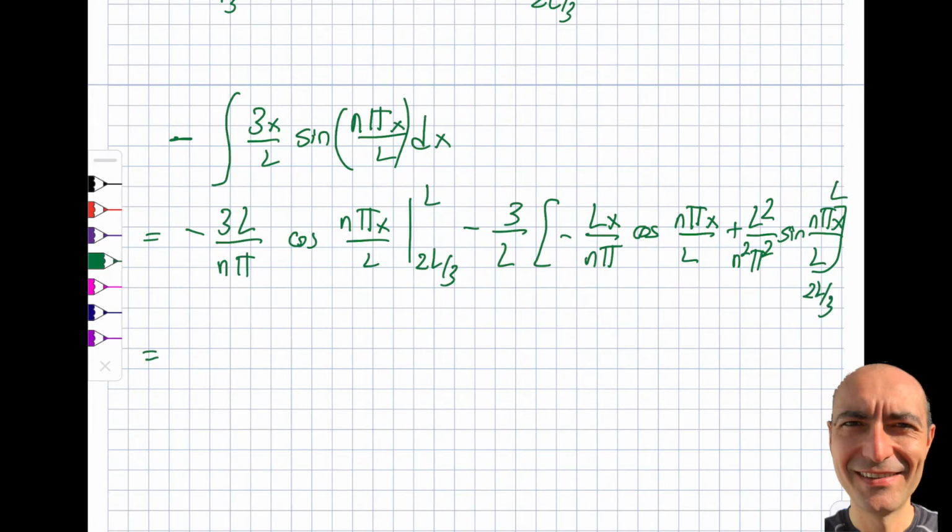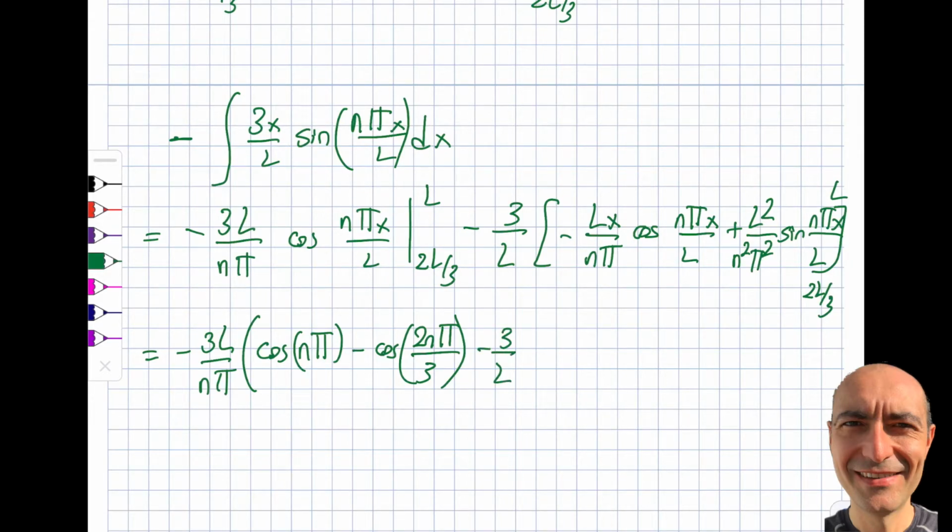Okay, let's simply insert the first one. That's going to be minus 3L by n pi. In parentheses, it's going to be cosine of n pi, which is minus 1 to the power of n, right? Minus cosine of 2n pi by 3. Okay, that's fine. Minus 3 by L. So let's evaluate this one. When I insert L, that will be a big bracket, minus L squared by n pi cosine of n pi. And now let me continue by inserting L into the second term too, so it will be a little bit easier for me at least.